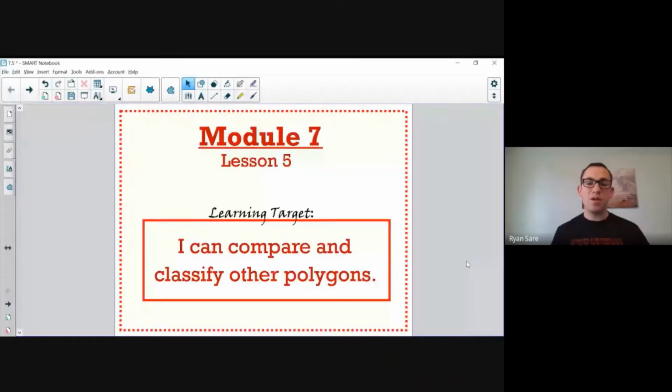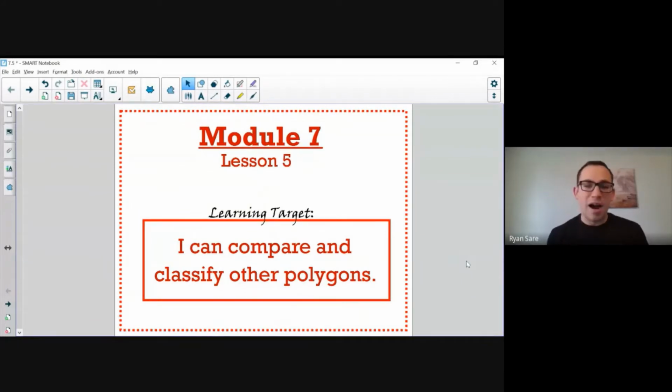So today we're going to be looking at some more shapes. We looked at quadrilaterals yesterday, which are shapes that have four sides. That was one of their attributes or characteristics. We're going to go ahead and look at more today. Let me go ahead and pull up the lesson. Module 7, Lesson 5. Our learning target is to be able to compare and classify other polygons.